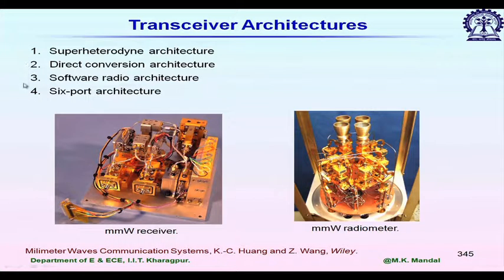All these 4 different architectures are popular even at millimeter wave frequencies. So here I am showing 2 pictures. The left one is a millimeter wave receiver, the right one is a millimeter wave radiometer. One thing you see: millimeter wave components themselves are very small, but when we go for a millimeter wave system, it looks big. This is due to the packaging problem.